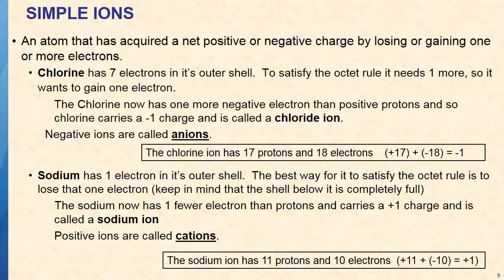If sodium has 1 fewer electron, it has 1 fewer negative charge, and so sodium will now have a +1 charge because it has lost a negative charge. We call it the sodium ion, and positive ions are called cations. I usually remember that positive is a cation because the T sort of looks like a plus sign, and so you might remember it that way.